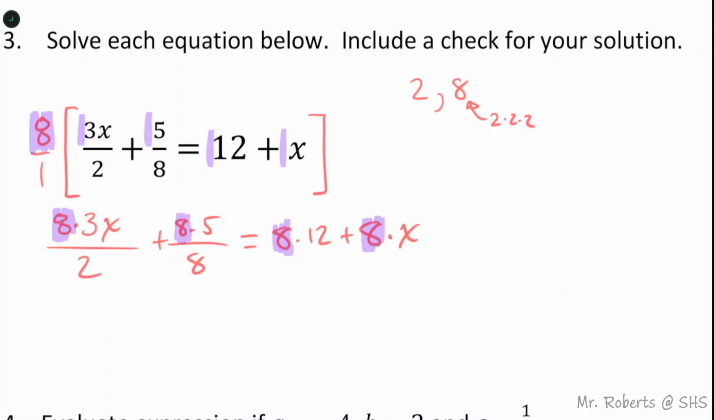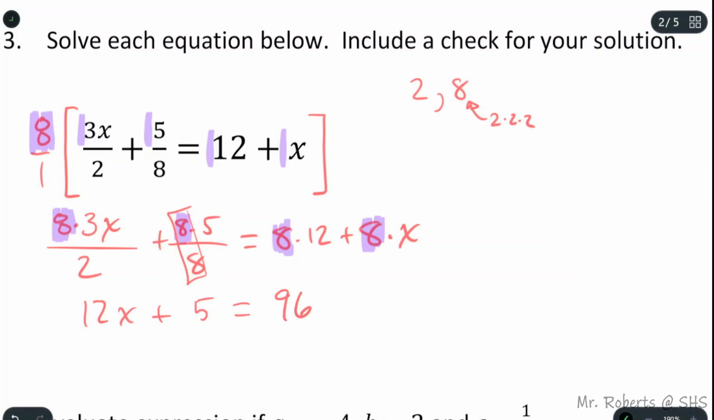So now I simplify, right? 8 divided by 2 is 4. 3 times 4 is 12. So this is 12x plus 8 over 8 is 1. So this just becomes plus 5 equals 8 times 12. 12 times 8, I don't need help with the arithmetic. 12 times 8 is like the number 90. I'm pretty sure it's 96. 96. And then plus 8 times x is 8x.